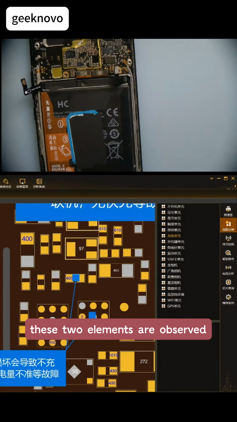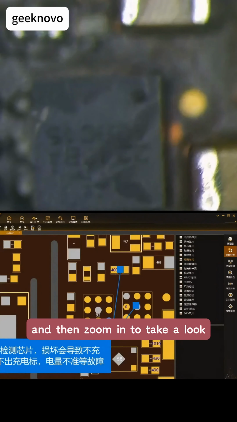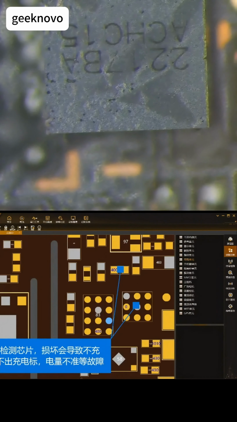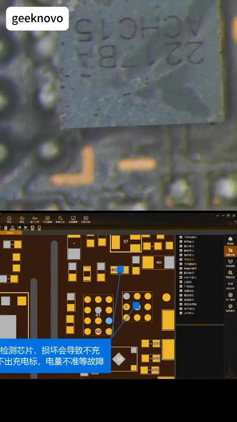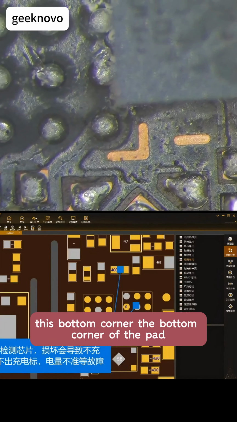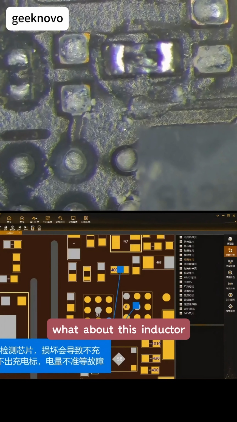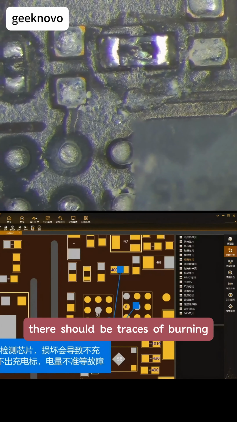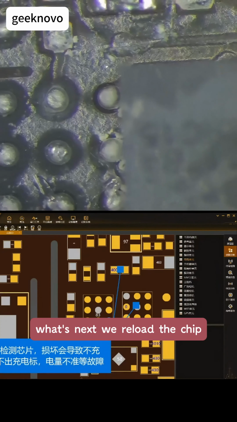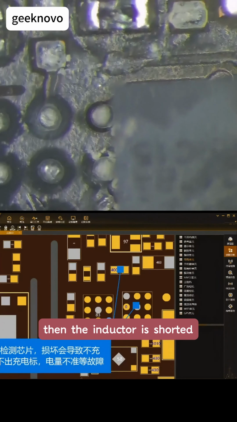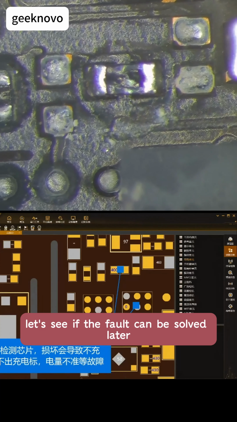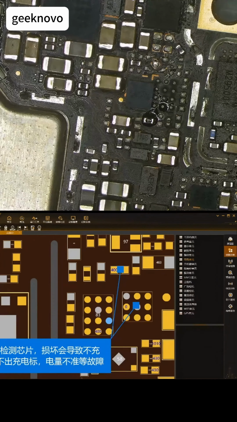What about this power detection chip? It's a protective inductor, and then zoom in to take a look. This bottom corner, the bottom corner of the pad, there should be residue. What about this inductor? There should be traces of burning. What's next? We reload the chip. Then the inductor is shorted. Let's see if the fault can be solved later.